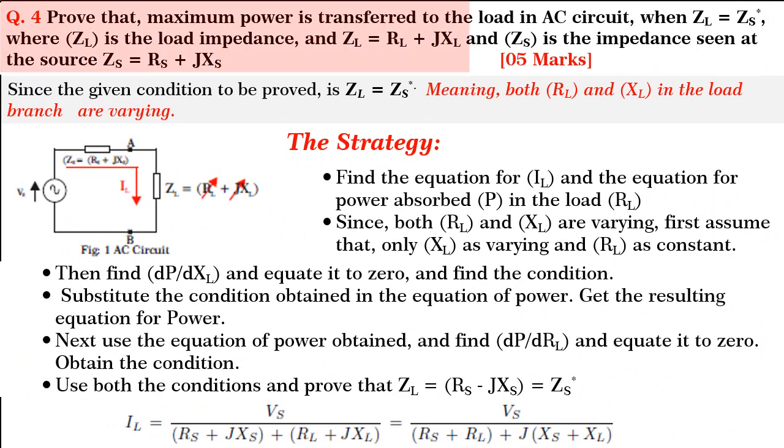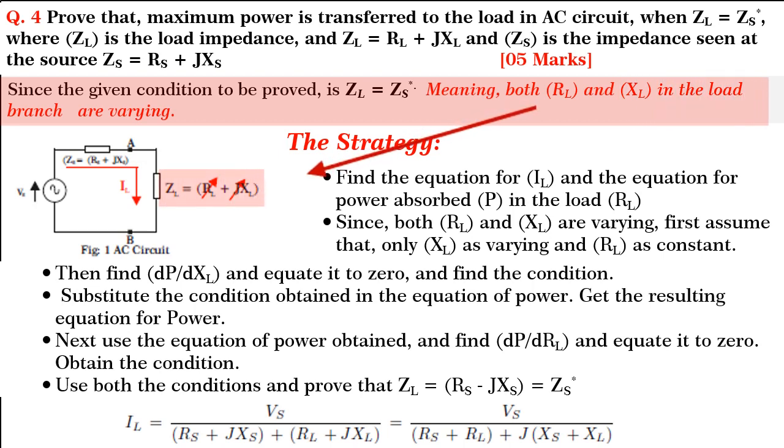Friends, next we shall solve question 4. In this question, we are required to prove that the maximum power is transferred to the load in AC circuit when ZL is equal to ZS conjugate, where ZL is equal to RL plus jXL and ZS is equal to RS plus jXS. Since the given condition to be proved is ZL is equal to ZS conjugate, meaning both RL and XL in the load impedance branch are varying.